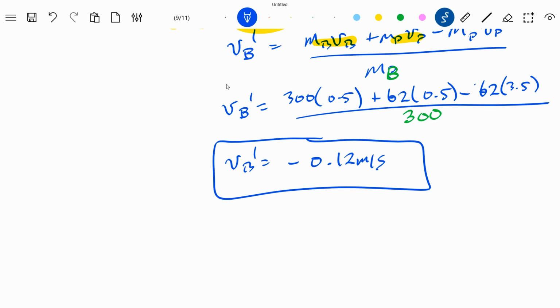And it is negative, so what I said earlier does stand. The boat actually recoiled. It's not moving in the same direction it used to be. It's actually going the other way. Phew! Okay, so there we go.